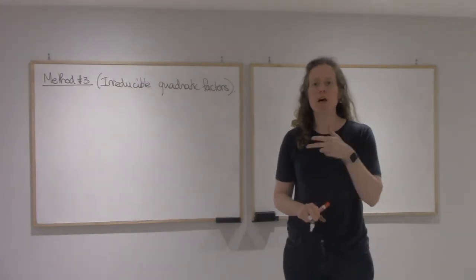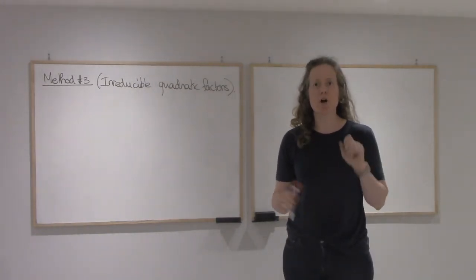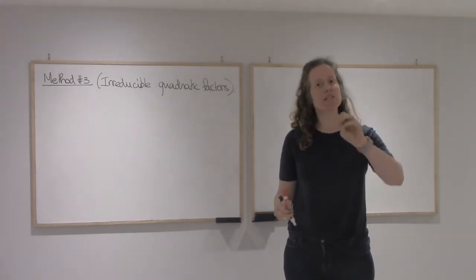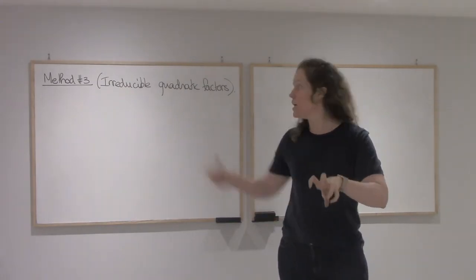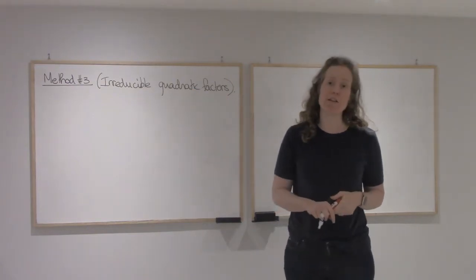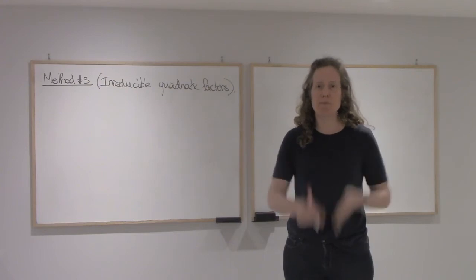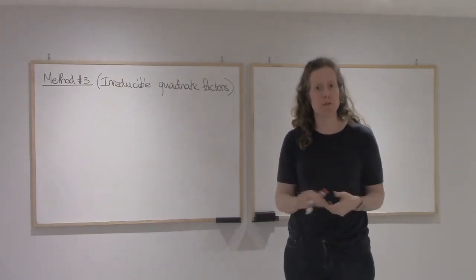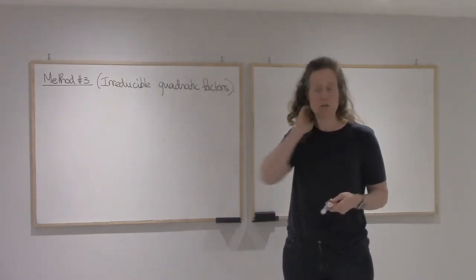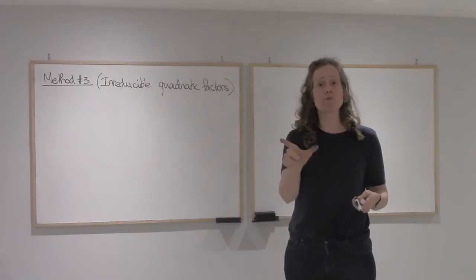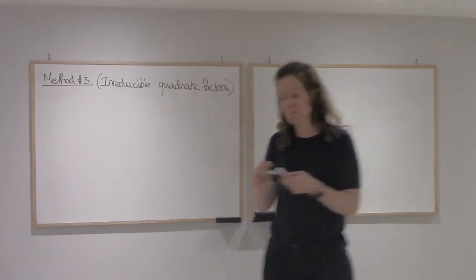Last video, we saw that we were not done, that our two methods didn't handle any rational function. We saw that if the denominator had irreducible quadratic factors, then we couldn't factor it completely into linear terms, and method 1 and method 2 didn't tell us what to do with those factors. So we're going to need method 3. What should we do if we have irreducible quadratic factors?